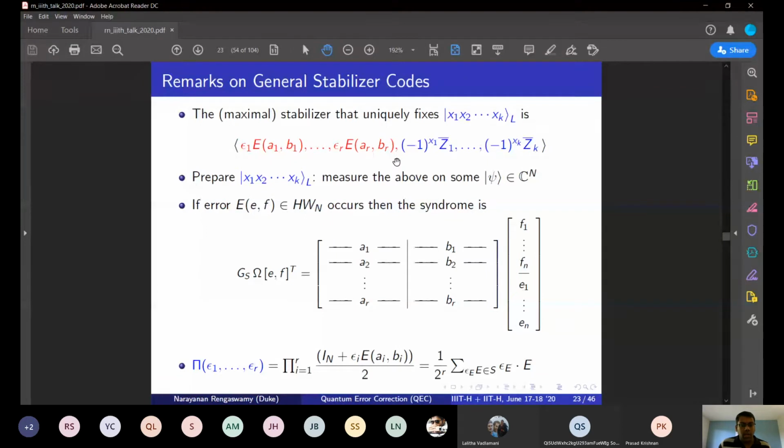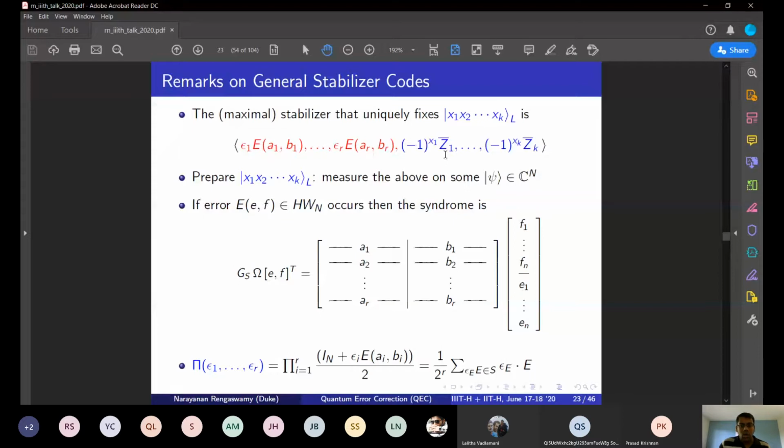But let's say you want to specifically initialize to a logical computational basis state. That means you have to measure more things. So think of each measurement of each stabilizer as projecting, or like cutting the space in half. Initially you had n qubits, so the space was of size 2 to the n. You measure your first stabilizer, you cut by half. You measure the second stabilizer, you cut by half, and so on. So once you're here, you are in a 2 to the n minus r dimensional space. That's your code subspace. But now you actually want to keep cutting down onto a specific logical basis state.